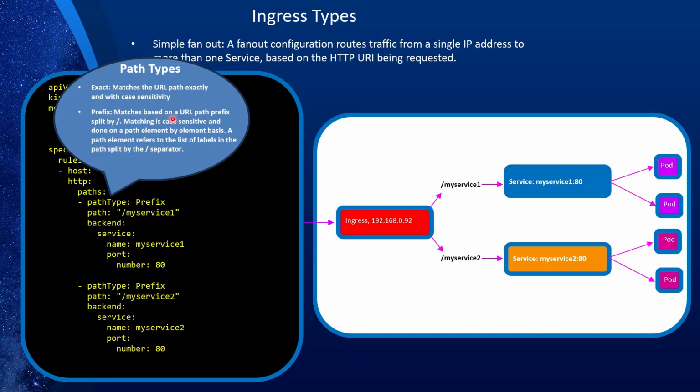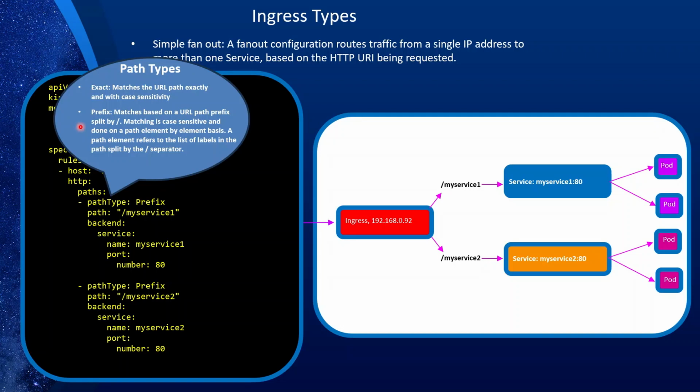Prefix matches based on URL path prefix split by /. Matching is case sensitive and done on a path element by element basis. A path element refers to the list of labels in the path, separated by /. Basically, when a request comes in with whatever path the user passed in, the path is split by /. It could be a number of elements, and then within that, it checks to see if they are valid or not.